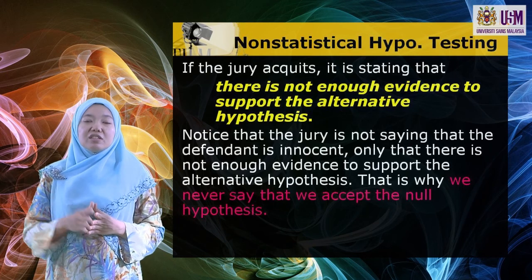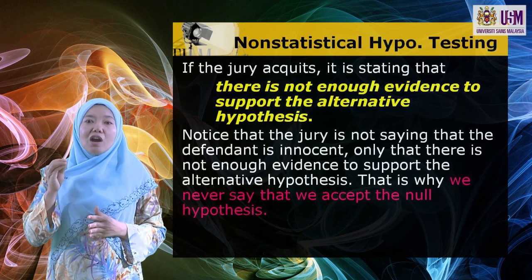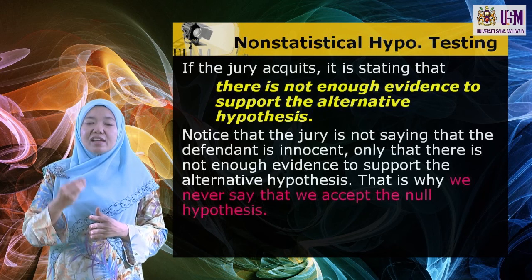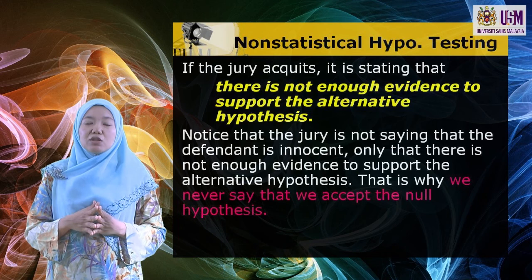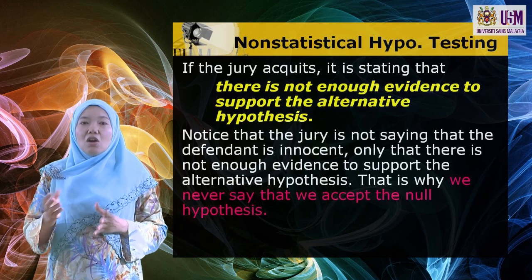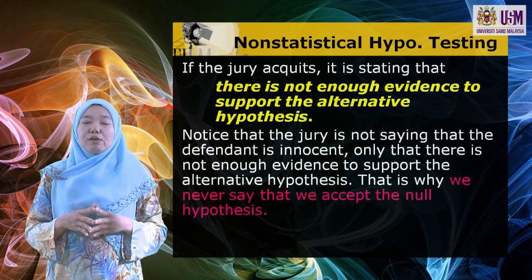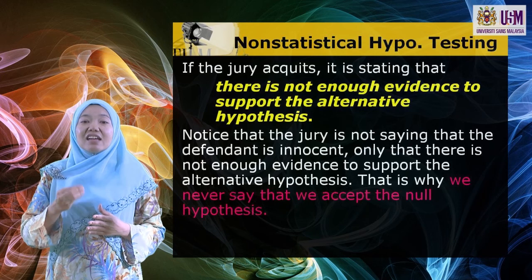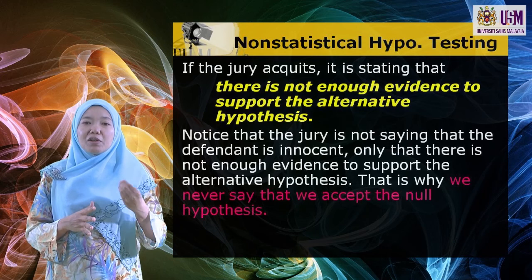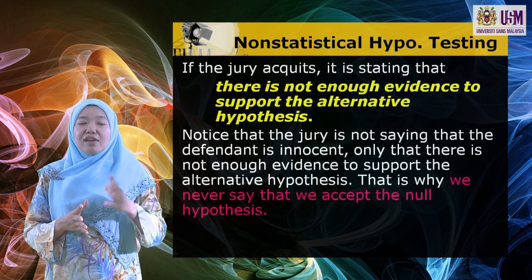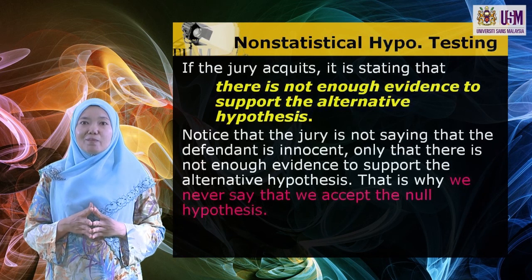When it comes to hypothesis testing, your decision is always whether you have enough evidence to support the alternative hypothesis. In this case, you are saying that the defendant is guilty. Or when the jury came up with a verdict of acquittal, we are saying that there is not enough evidence to support the alternative hypothesis. So in other words, what we're saying is the defendant is innocent.